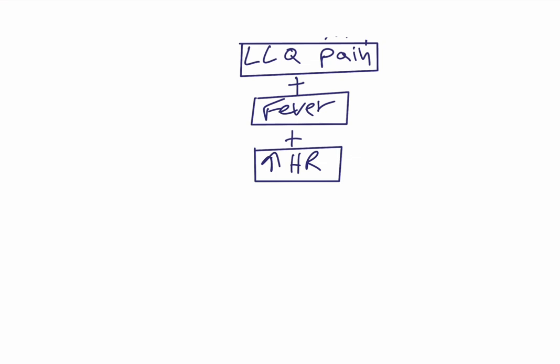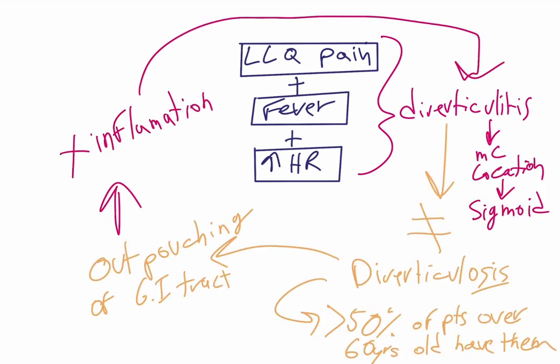If USMLE gives you an old dude complaining of left lower quadrant pain, fever, and tachycardia, just know that they're talking about diverticulitis. This is not to be confused with diverticulosis. Diverticulosis is very common. About 50% of the people over 60 in the US have it. And all a diverticula is, is an outpouching of your GI tract without inflammation. When one of those diverticula becomes inflamed, then it's diverticulitis. And for fun fact, bonus points, the most common location is the sigmoid colon.